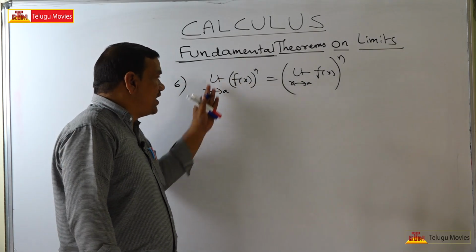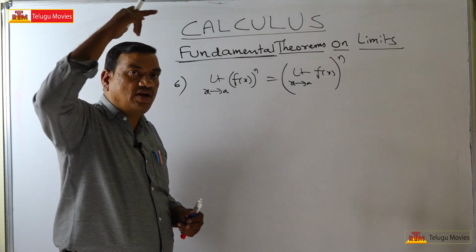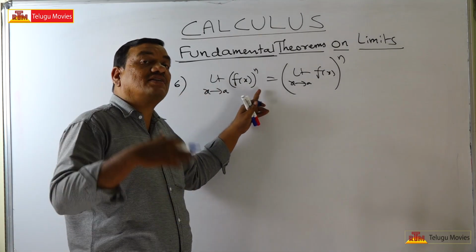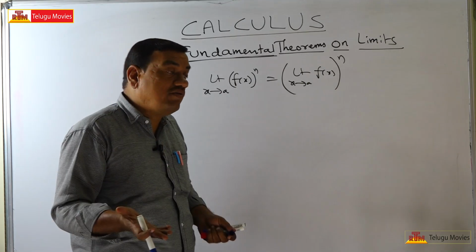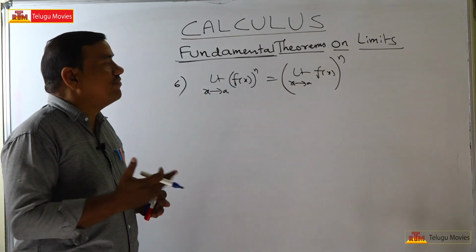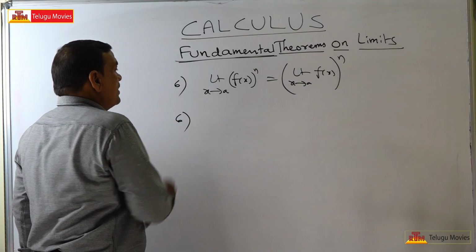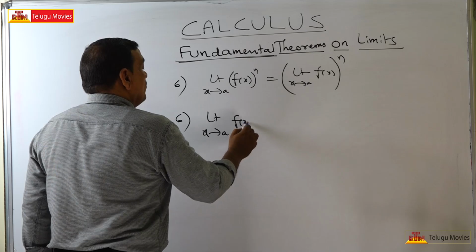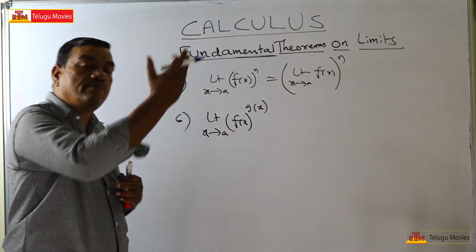Now you can apply the limit for each function as I told in the first fundamental theorem. That means limit as x tends to a of f of x into limit as x tends to a of f of x into, like that how many will be there? n will be there. That you can write down as limit as x tends to a of f of x whole power n. The proof is very easy. Now the sixth one is, for example, limit as x tends to a of f of x to the power of g of x. Function to the power of function.